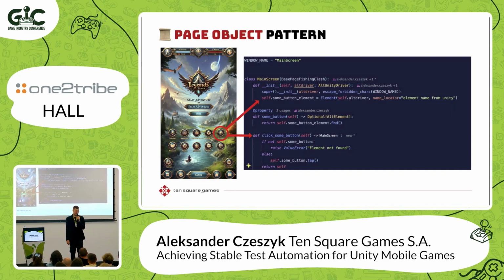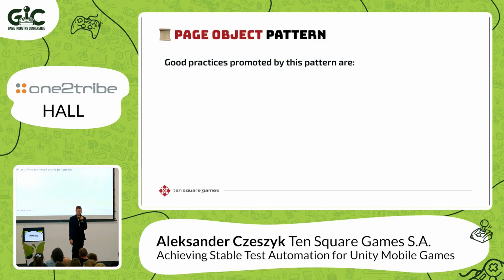Here's the depiction of all of this. AI-generated game on the left. It's not a real game. But I wanted to show you that you have a class, for example, main screen. Don't look at the base page Fishing Clash because it's not Fishing Clash. As you can see, you have a locator for some button, and for example, a method that does clicking on the button. It looks neat. It seems it's everything you need.